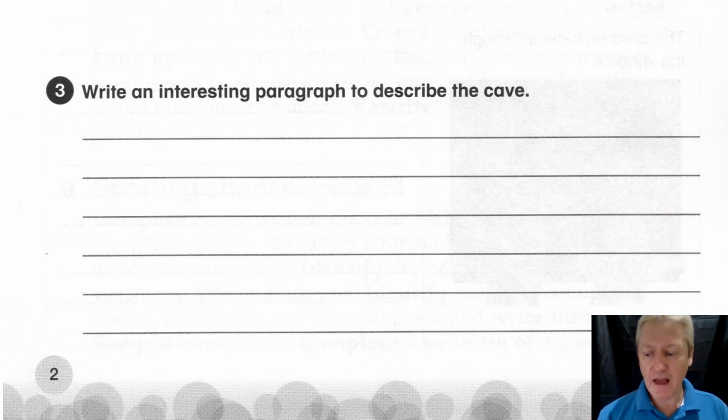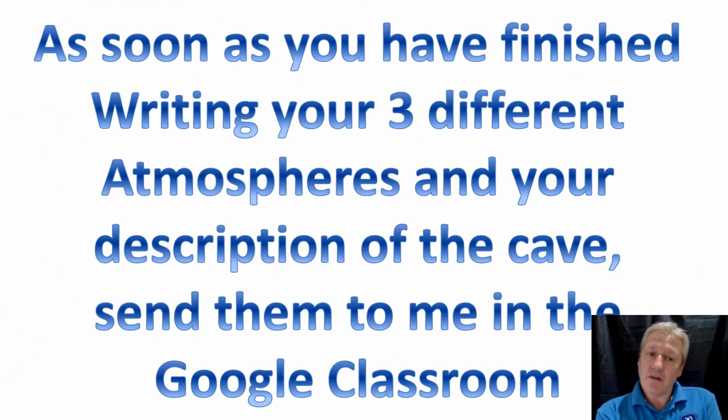Then, as soon as you've finished writing your 3 different atmospheres for the girl and boy looking through the window, and your 1 atmosphere in the cave with 3 sentences, send them to me through the Google Classroom. Or if it's class time right now, as soon as you finish, you can come into Zoom and show me your sentences immediately. Then I can give you advice on whether you're doing it right or whether you need to change it.